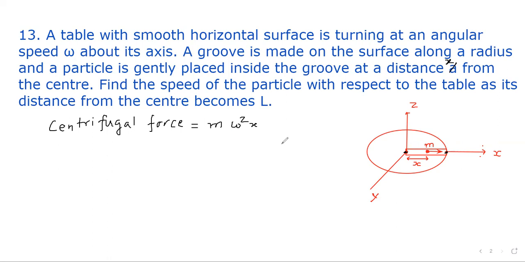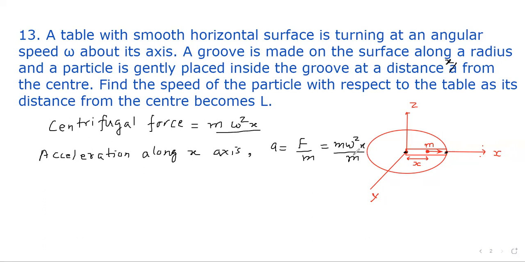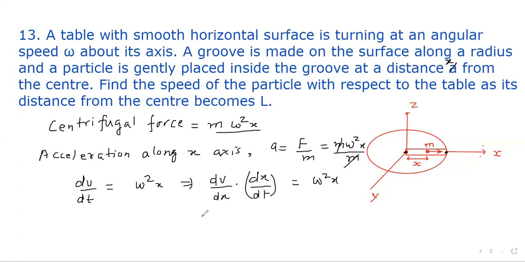And there will be Coriolis force also that will act along the y-axis. But since motion is restricted along the x-axis, we will consider only the x portion. So we can say acceleration along the x-axis is say a. So a will be F upon m, and F is this much. So m omega square x divided by m. So this will give omega square x. And acceleration we can write as dv upon dt. So dv upon dt will be omega square x. Further, we write it as dv upon dx into dx upon dt. That will be omega square x. But dx upon dt is v. So v dv equals omega square x dx.